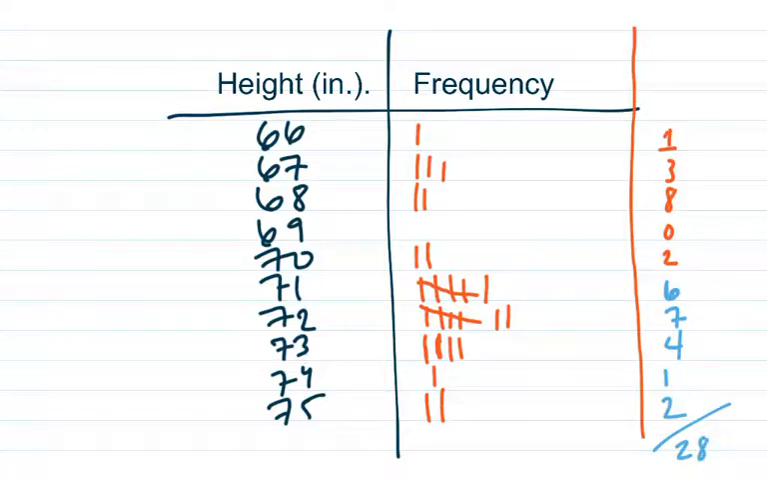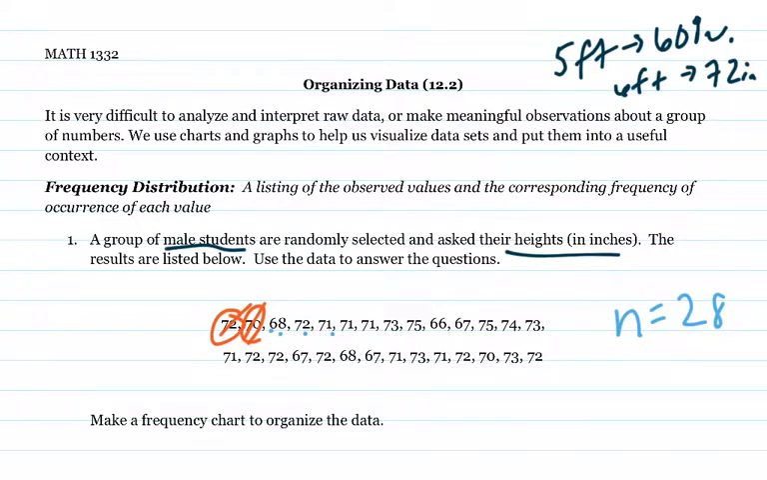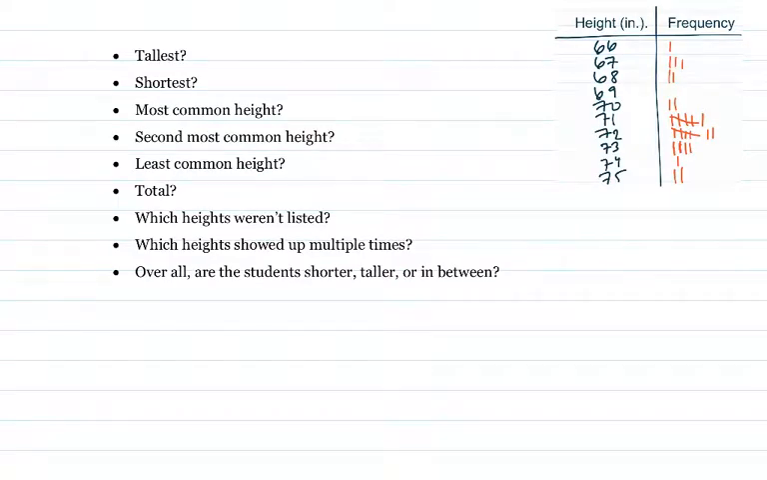I want to make sure that the total frequency for all of these data points adds up to the total number of data. Okay. Now we can use our frequency chart to answer some of these questions about that data set. Based on this frequency chart, we can say that the tallest height observed was 75 inches, and the little quote represents inches.